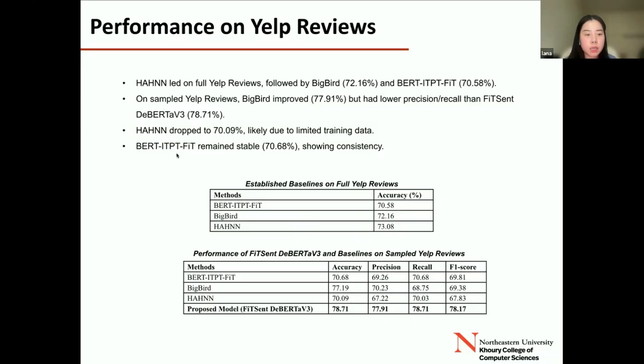And the fine-tuned BERT with in-task pre-training remains pretty stable. And our proposed model outperformed all of the baselines, achieving 78.71% accuracy. Also, along with the highest precision, 77.91%, and a recall of 78.71%. So really demonstrating its ability to handle class imbalances and capture the nuanced sentiment distinctions in longer text, such as the Yelp Reviews dataset.